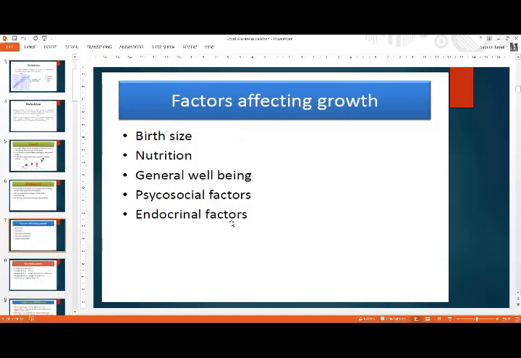What are the various factors that affect growth? Birth size, nutrition, general well-being, psychosocial factors, and endocrine factors. This means that we go through the history of the child, see if the child had low birth weight, which can be an important contributing factor to short stature. Or if there is a history of undernutrition, some psychosocial deprivation, or some endocrine causes, all these factors contribute to lower growth of the child.